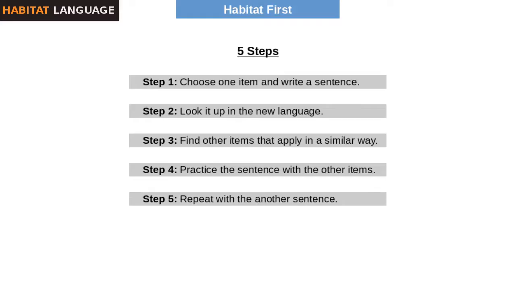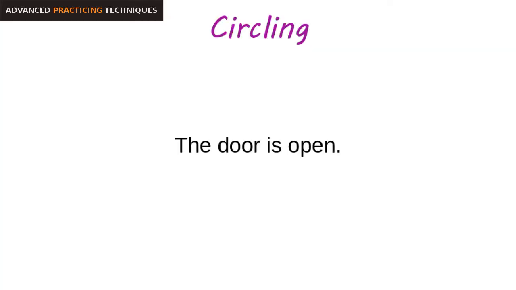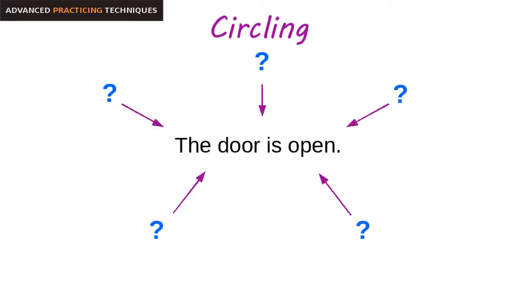Next up is circling. In video 2 on Habitat Language, I follow 5 steps to find items from your habitat to form sentences. After completing steps 1 through 4 for the first item, step 5 is to repeat with the next item. However, instead of moving on to your next item right away, you can do what's called circling. And circling is when you ask several different questions that all revolve around one thing.